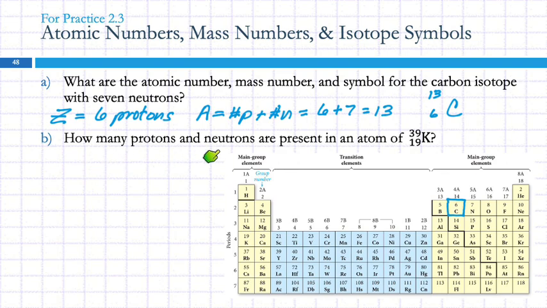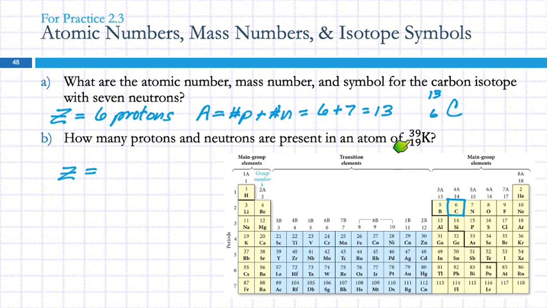How many protons and neutrons are present in an atom of this? I'll call that potassium 39. 19 and 20. Good. So how'd you get that? The atomic number 19 is equal to the number of protons, and then mass number minus the atomic number is neutrons, which is 20. Perfect.